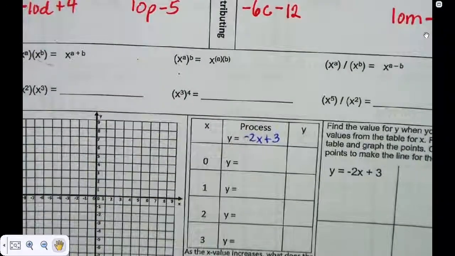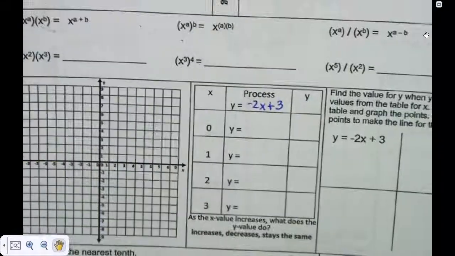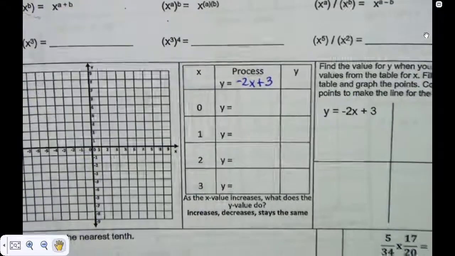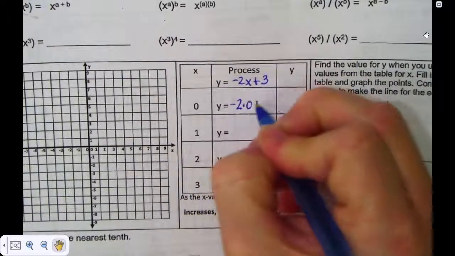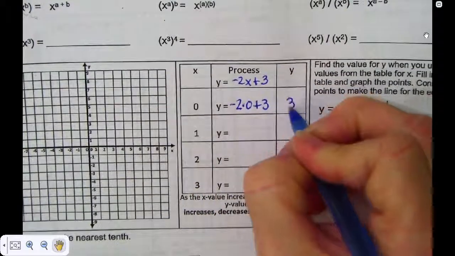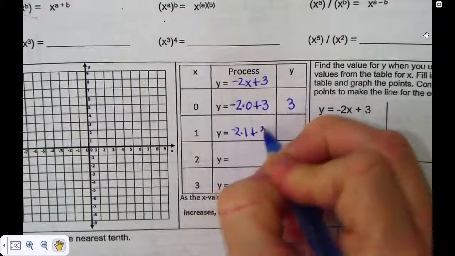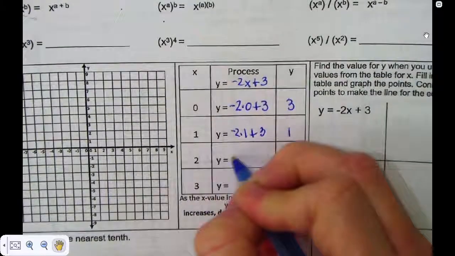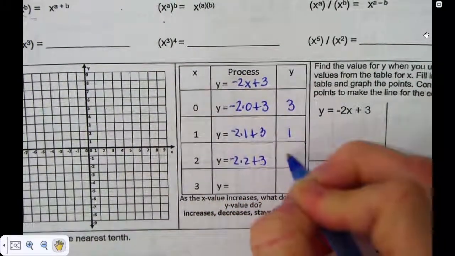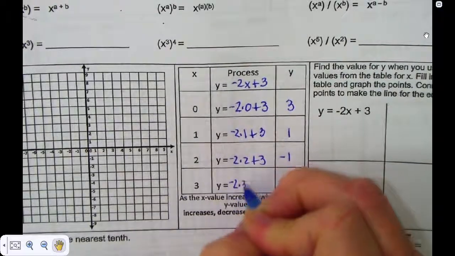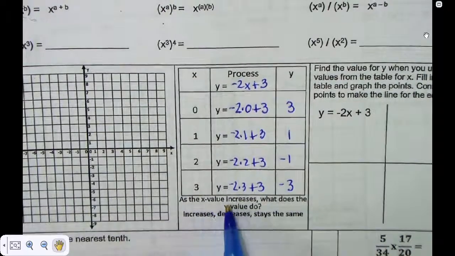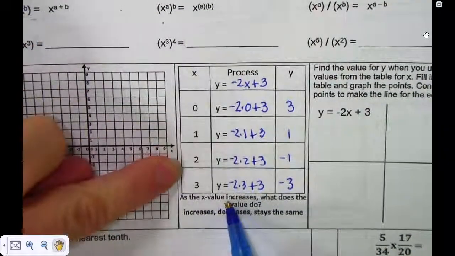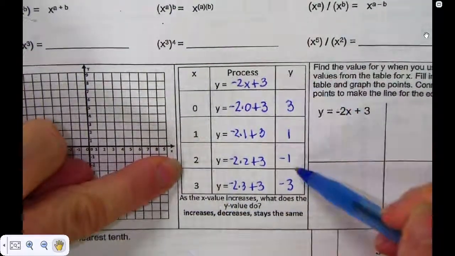Okay, on the Algebra Builder 25, we're on this section. We're filling out the process column. So, negative 2 times 0 plus 3 is 3. Negative 2 times 1 plus 3 is 1. Negative 2 times 2 plus 3 is -1. Negative 2 times 3 plus 3 is -2. Good. As the x increases by 1, what does the y value do?